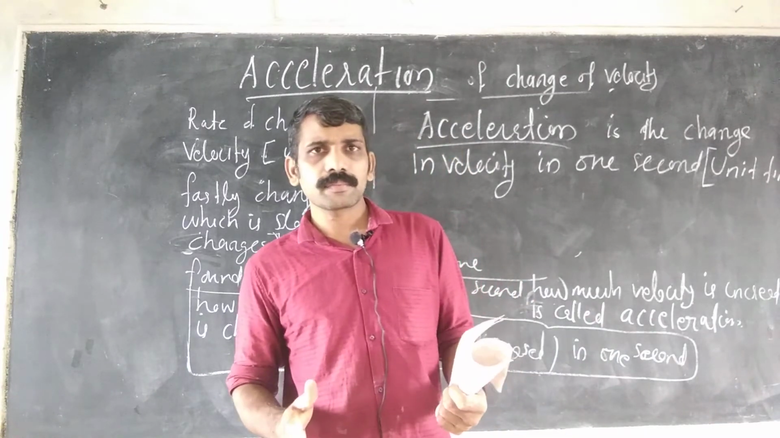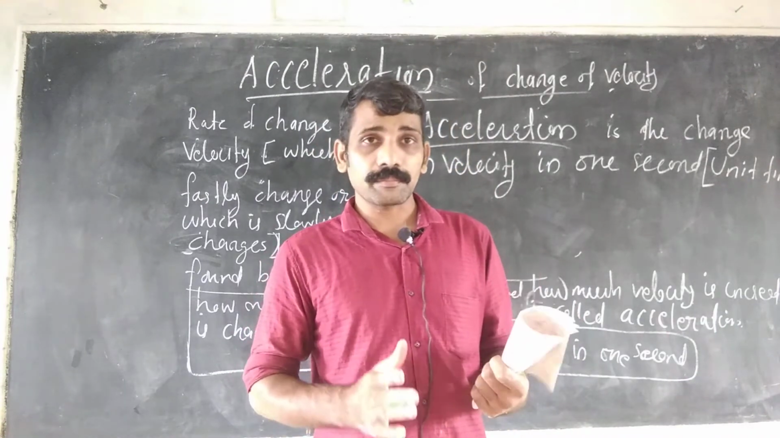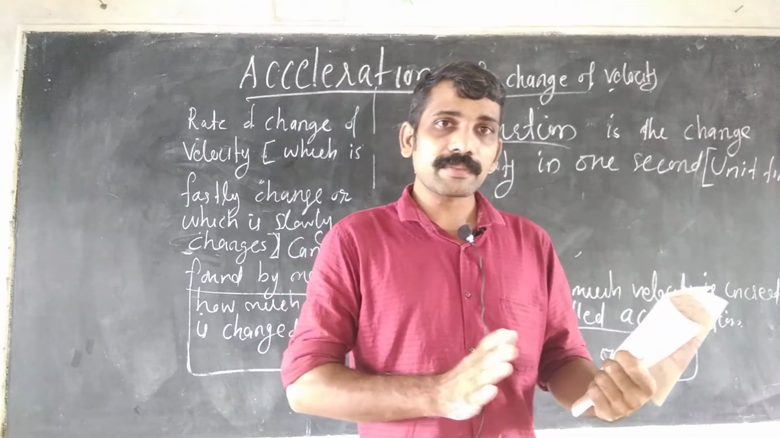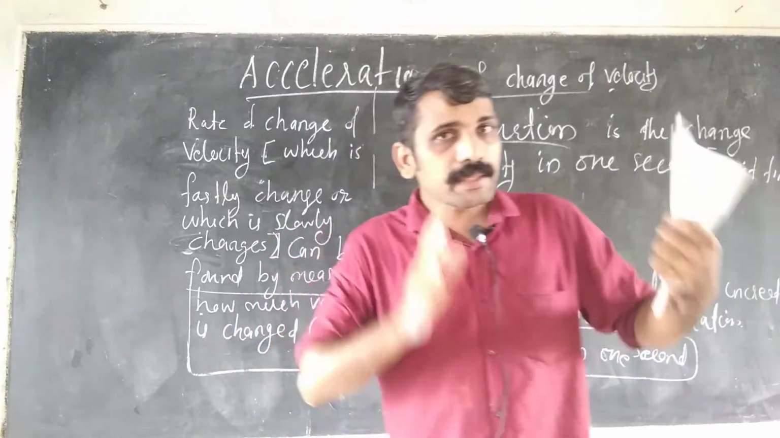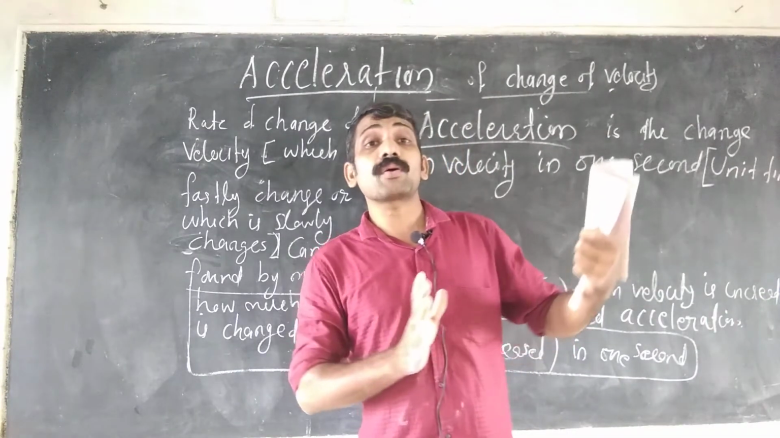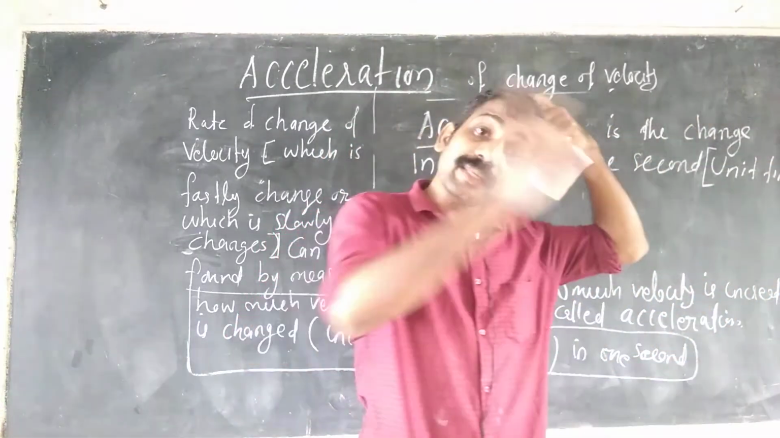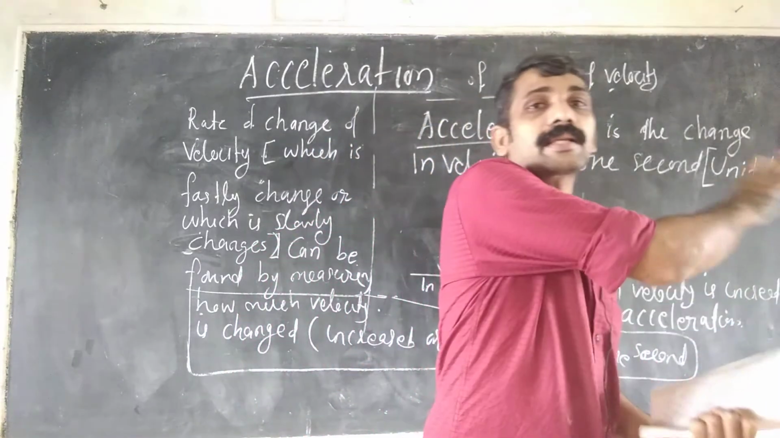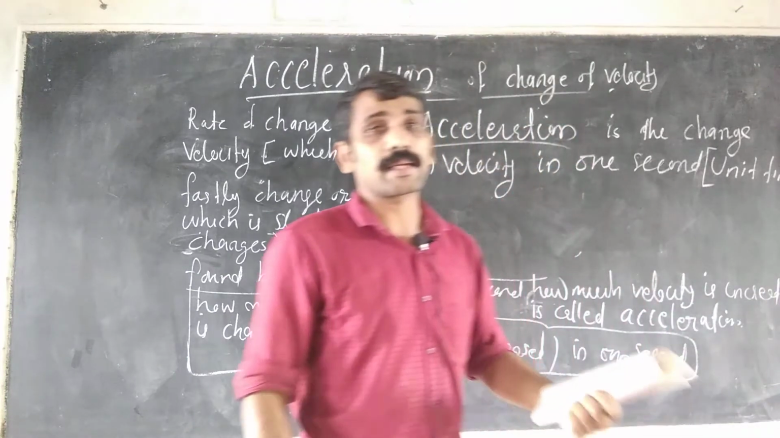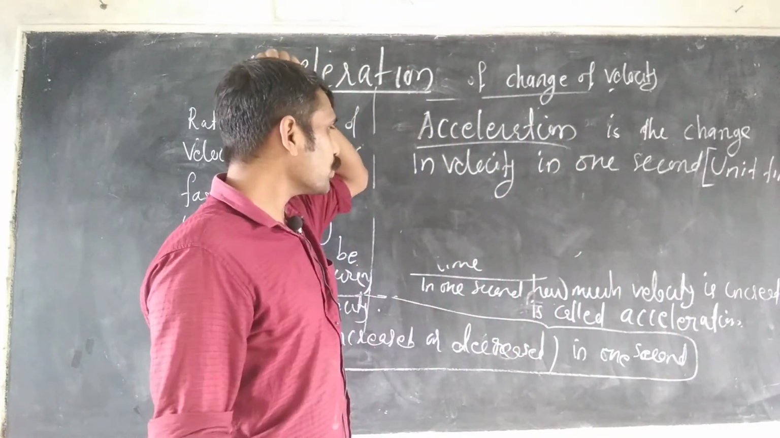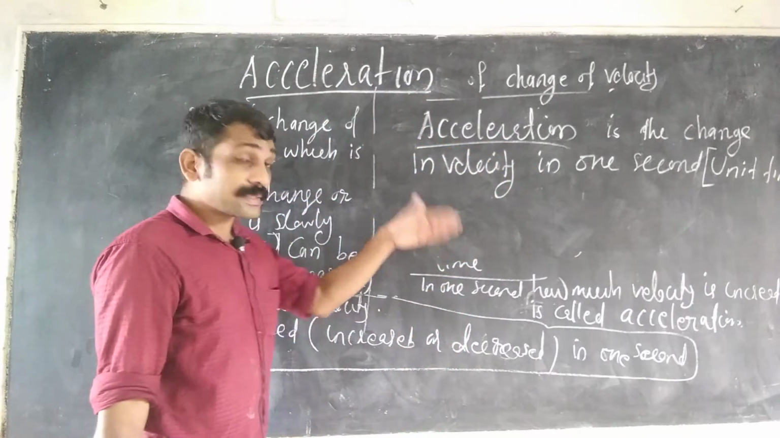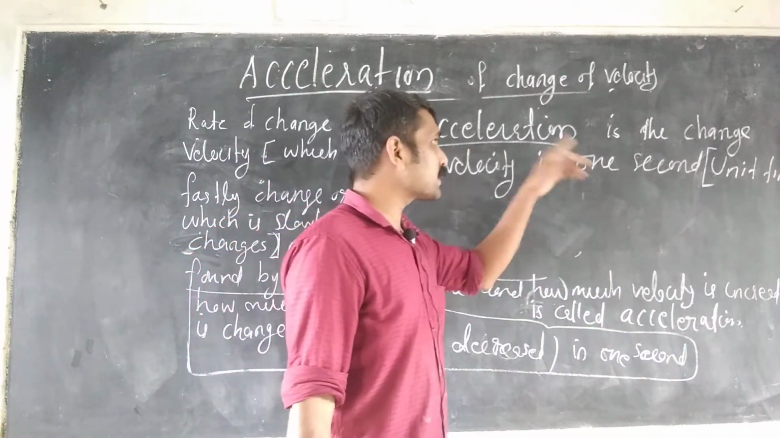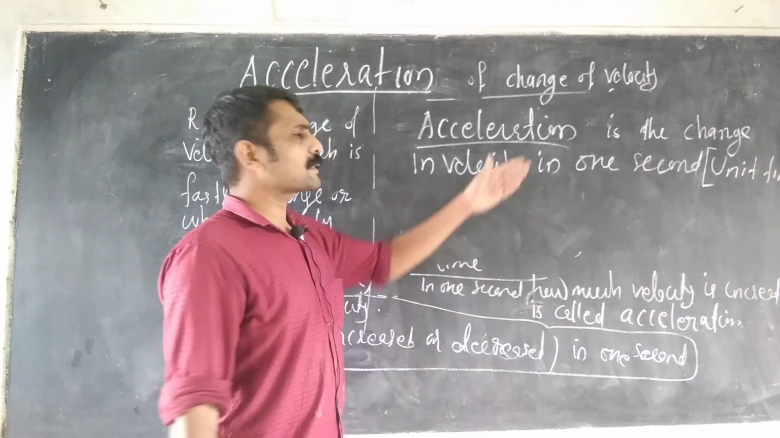When the train starts from a station, initially its velocity, or speed, will be zero when it is at rest. Then it starts to move, so velocity increases. When the train is about to reach a station, velocity decreases and it comes to rest, which means velocity is equal to zero. This is acceleration, the change in velocity in 1 second. This is the definition of acceleration.